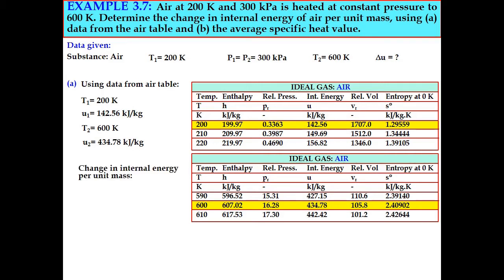Okay, then in order to get the change in internal energy per unit mass, we just subtract the values, where delta U equals U2 minus U1. So substitute the values that we obtain from the table, and we get the value of delta U for the first approach, which is equal to 292.22 kilojoule per kg. Okay, done for question A.